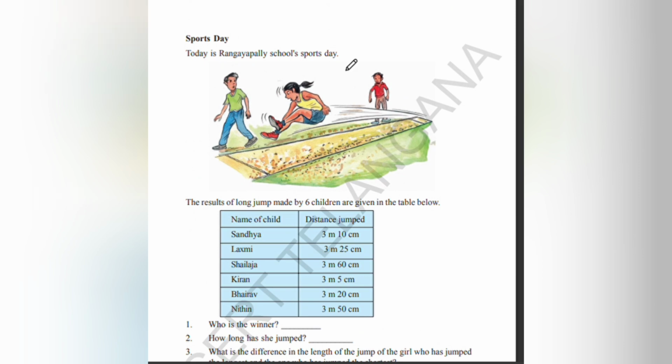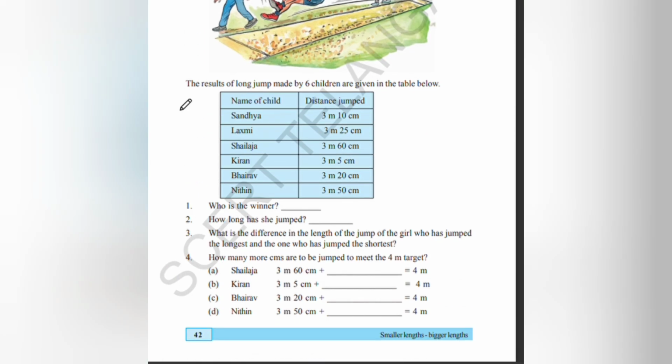Sports day. Today is Rangaya Palli School's Sports Day. The result of long jump by six children is given in the table below. Lakshmi is 3 meter 25 centimeter. Shailaja 3 meter 60 centimeter. Kiran 3 meter 5 centimeter. Bhairav 3 meter 20 centimeter. And Nitin 3 meter 50 centimeter. So who is the winner? If we are calculating this, who is the winner here? 3 meter 60 centimeter. That is Shailaja is the winner here.